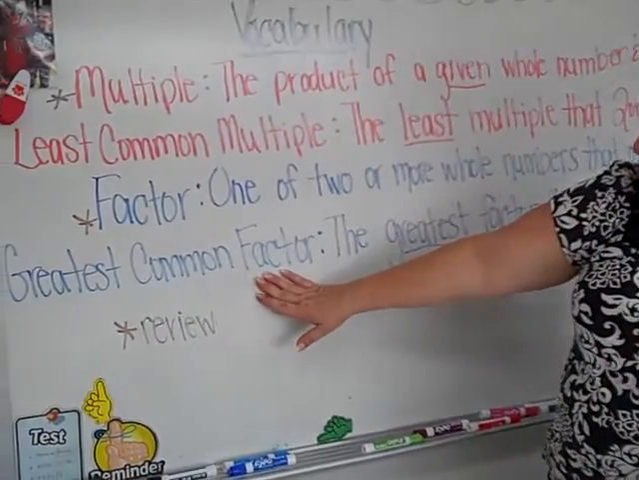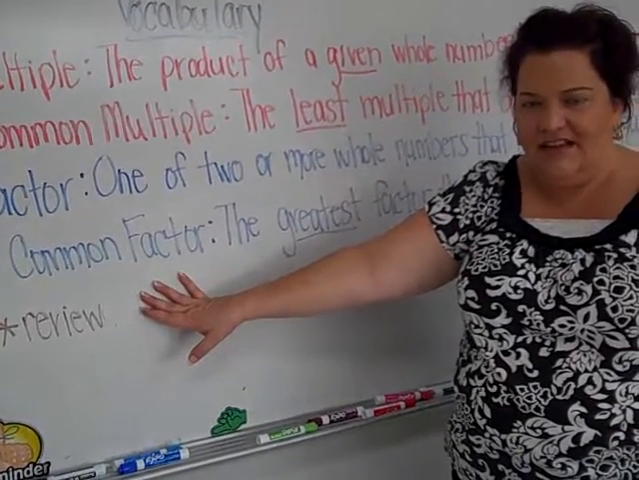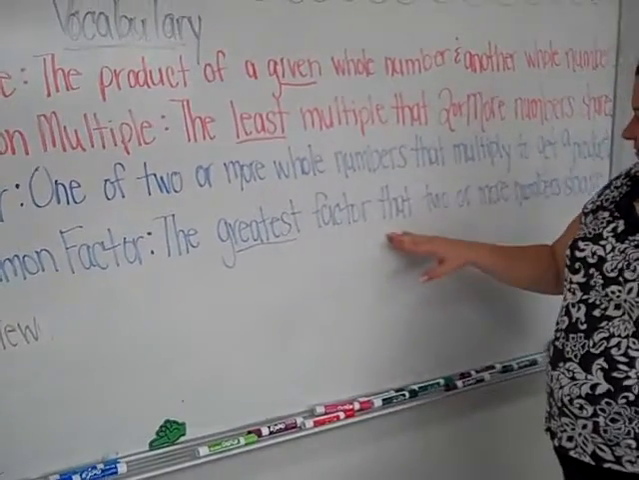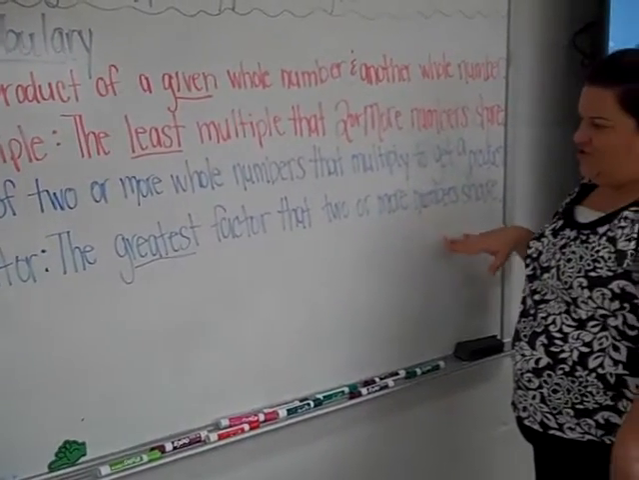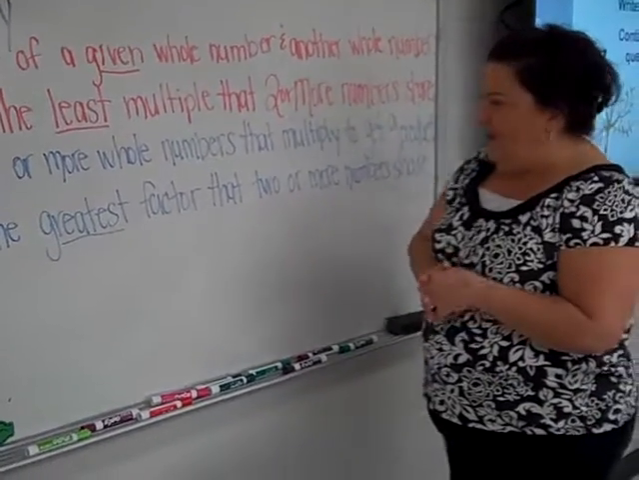Then we have greatest common factor, and this is a new vocabulary phrase this year. Greatest common factor is the greatest factor that two or more numbers share. So it's the greatest factor that two or more numbers share.